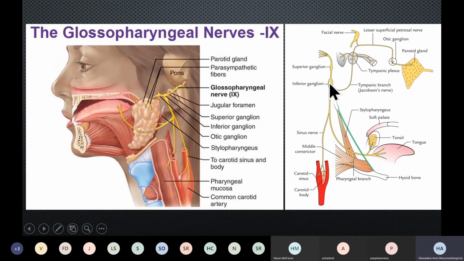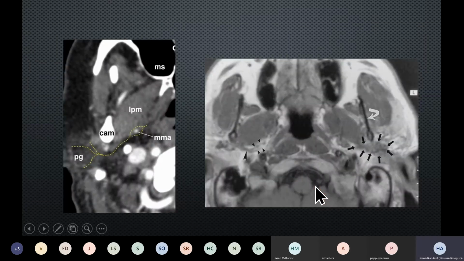We have looked at the superior and inferior ganglia, which are located on either side of the jugular foramen. From the inferior ganglion comes the tympanic nerve, which supplies the parotid gland by using the auriculotemporal branch of the mandibular nerve, and then the branches which will supply the stylopharyngeus muscle, the posterior third of the tongue, and the carotid sinus and the carotid body. But one nerve which is worth mentioning is the auriculotemporal nerve.